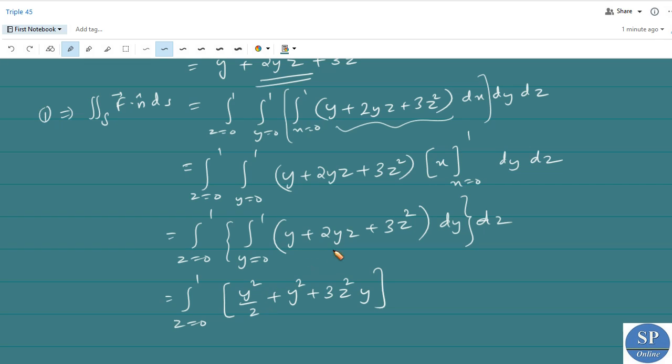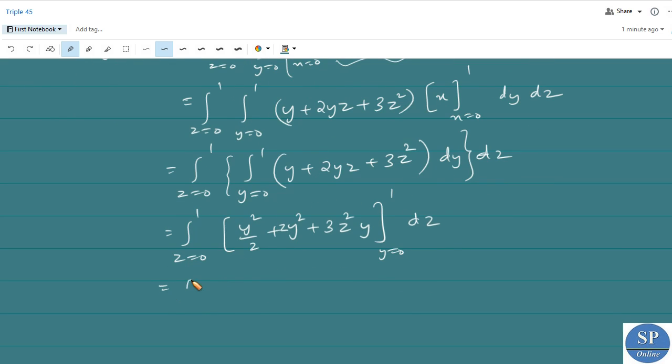The integral of y is y square by 2. For the integral of 2yz, 2z is constant, so z into the integral of 2y, that is y square by 2 times 2, so z into y square. 3z square is a constant, so the integral will be y from 0 to 1 into dz. Applying this limit, we get 1 by 2 plus z plus 3z square, minus 0 minus 0 minus 0.